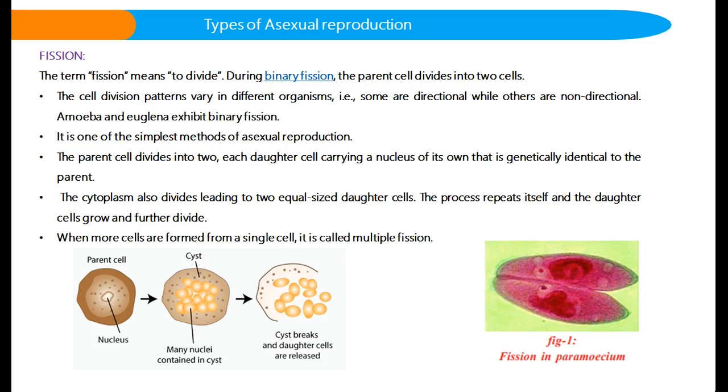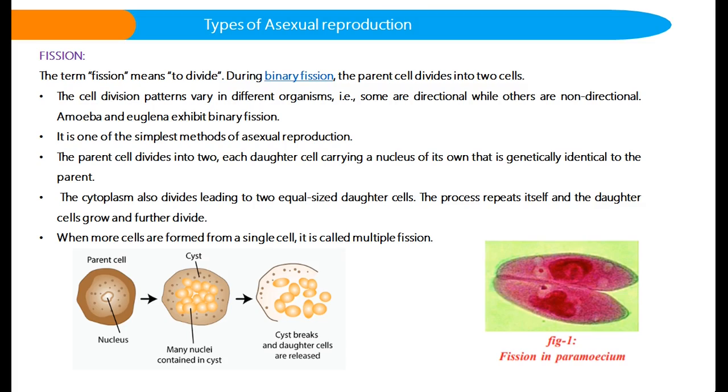Amoeba and Euglena exhibit binary fission. Amoeba and Euglena are examples of binary fission, and many more are there. It is one of the simplest methods of asexual reproduction. The parent cell divides into two, each daughter cell carrying a nucleus of its own that is genetically identical to the parent. The cytoplasm also divides, leading to two equal sized daughter cells.